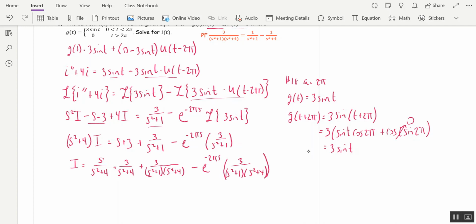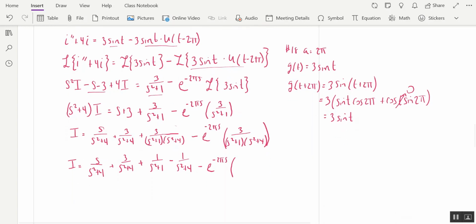All right, I've got the partial fraction decomposition for 3 over s squared plus 1 times s squared plus 4 up here at the top, and we're going to use that in two places. So big I is equal to s over s squared plus 4 plus 3 over s squared plus 4 plus, now use the partial fraction decomposition, 1 over s squared plus 1 minus 1 over s squared plus 4. All right, minus e to the negative 2 pi s. And again, partial fraction decomposition on this guy is 1 over s squared plus 1 minus 1 over s squared plus 4.